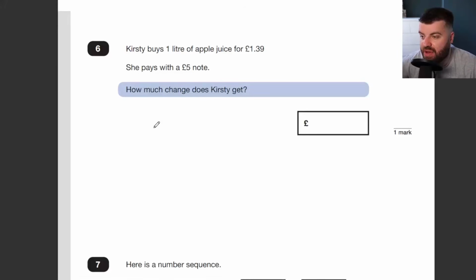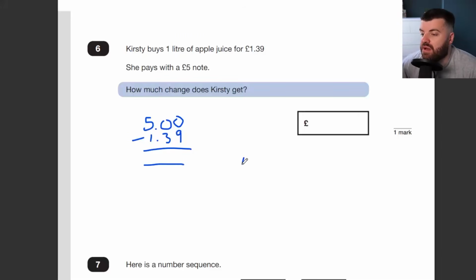Question 6. Kirsty buys 1 litre of apple juice for £1.39 and she pays with a £5 note. How much change does Kirsty get? This is a classic question. Change very, very often comes up. You could do 5 and then put in your 2 placeholders for £5, and then you could subtract £1.39, making sure the decimal goes in the right place. There'd be lots of exchanging. You get the right answer.